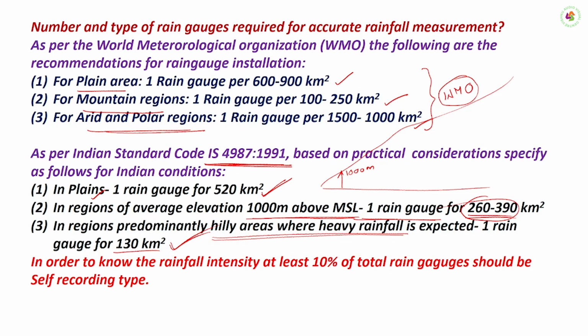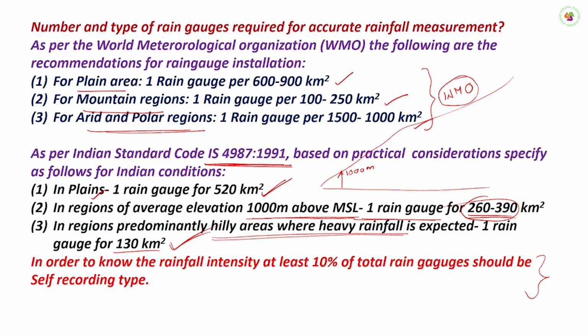But kindly note at the end of this, one important point: we may have, for example, in a particular area 10 rain gauges, but remember that out of those 10 rain gauges, at least 10 percent, that means at least one rain gauge, must be a recording type. For every 10 stations, one rain gauge must be a recording type. Because if there is no recording rain gauge at all, only Symons rain gauges, then you don't know what the intensity of rainfall is.